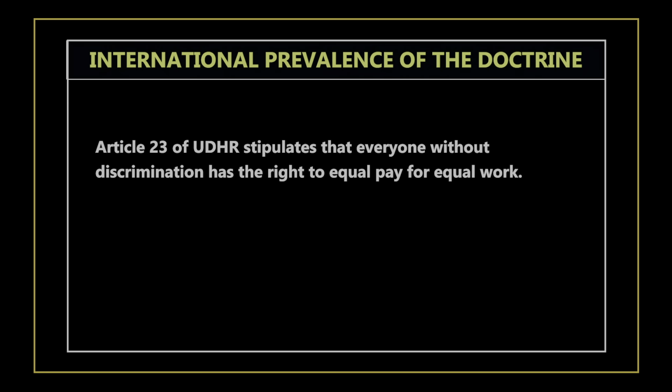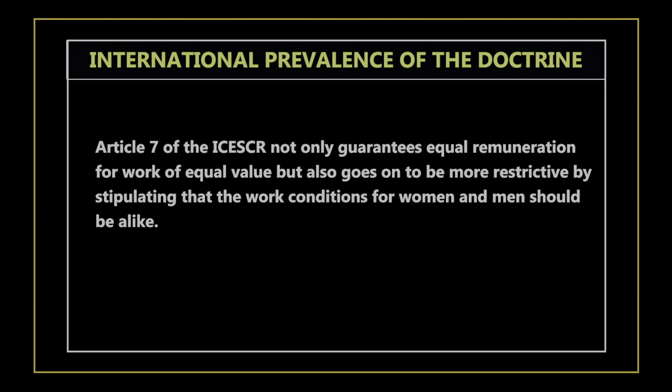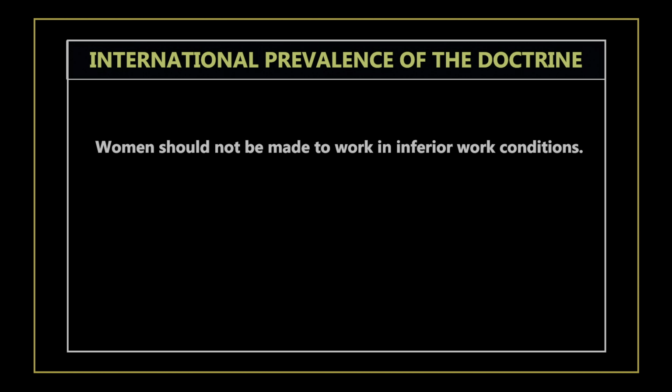Article 2, 3 and 26 of the International Covenant on Civil and Political Rights and Article 6 to 8 of the International Covenant on Economic, Social and Cultural Rights require the respective states parties to guarantee the enjoyment of all rights without discrimination of any kind. Article 7 of ICESCR not only guarantees equal remuneration for work of equal value but also goes on to be more restrictive by stipulating that the work conditions for women and men should be alike. Women should not be made to work in inferior work conditions.